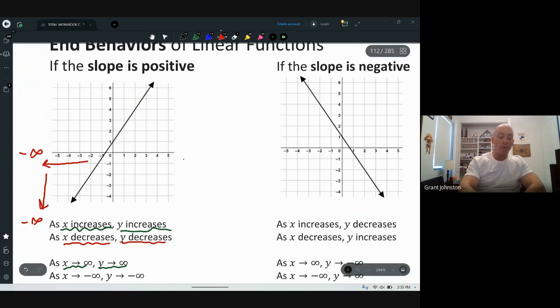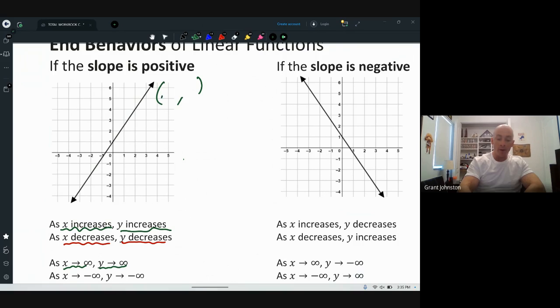So when we're thinking about the infinities, try to be a little bit more clear. Up in this direction, we would say this is the x direction, positive infinity, and then the y direction is also going up to positive infinity. And then down here in the x direction, negative infinity, it's going down to negative infinity down here.